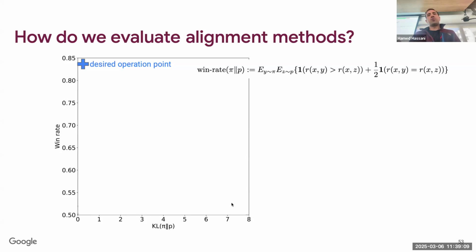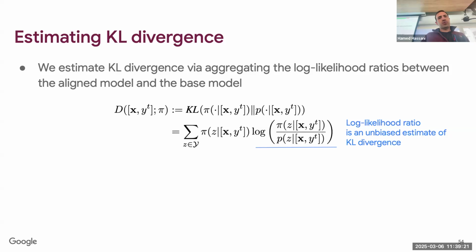If the KL divergence between the two models goes very high, that means you're reward hacking, and a lot of the capabilities of the model are going to go away and so on. Okay, now how do we estimate KL divergence? We estimate KL divergence by aggregating the log likelihood ratios of the model. So if we write down the definition, KL divergence between two models is going to be some expectation over log likelihood ratios of the two models, pi and p.